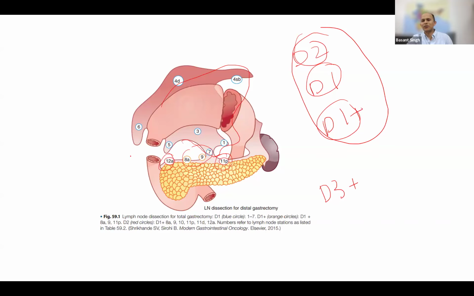D2, if you clear up the hepatoduodenal ligament, station 12A, and clear up the 11, the splenic artery lymph node, that is your D2, complete D2. You don't take station 10. Station 10 has been removed from your D2 lymphadenectomy, correct?